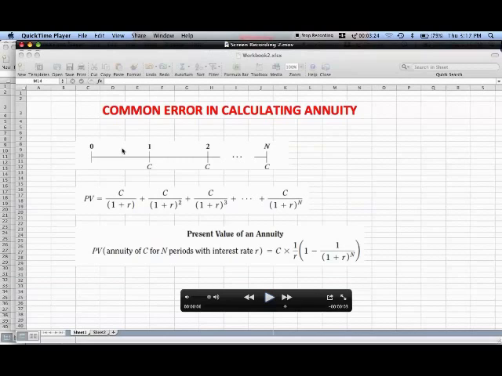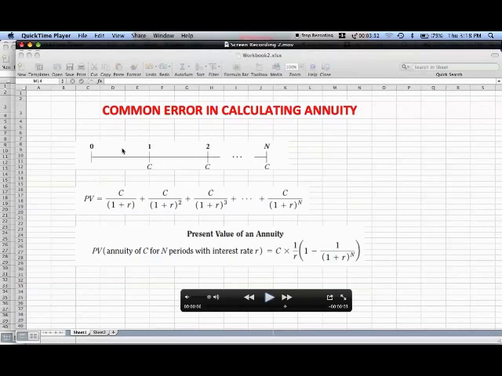I want to share something with you. I believe the topic that I'm going to discuss with you is quite relevant for those involved in project evaluation, and also if you have financing from a lending institution. I'm talking about the annuity.